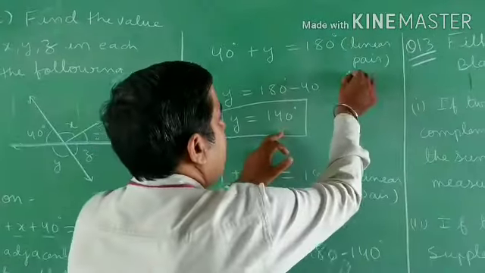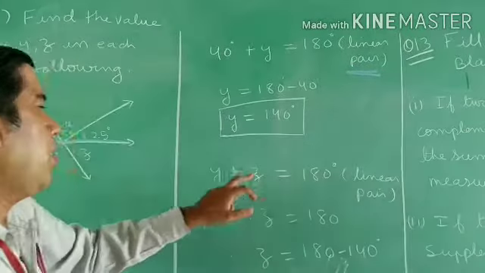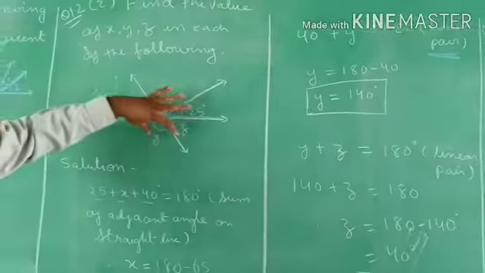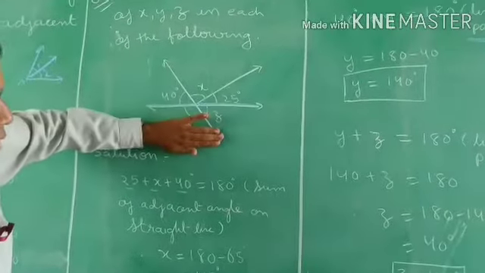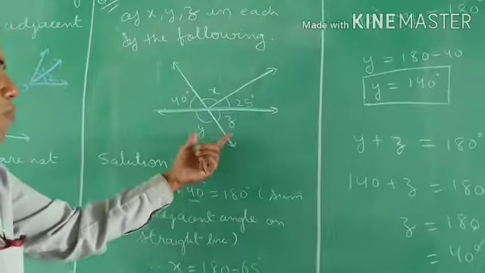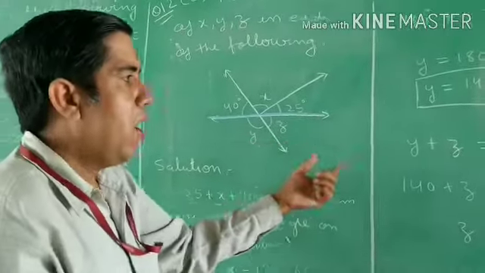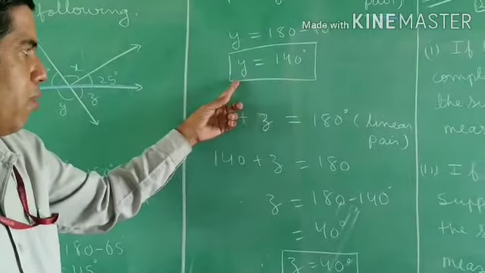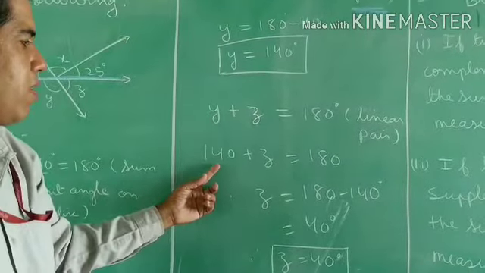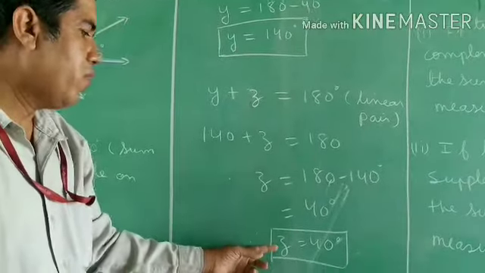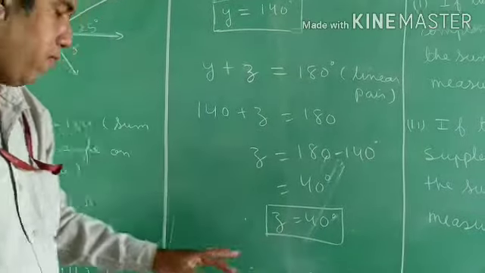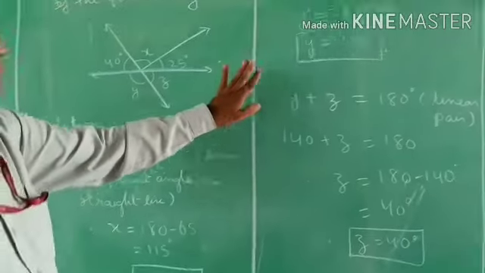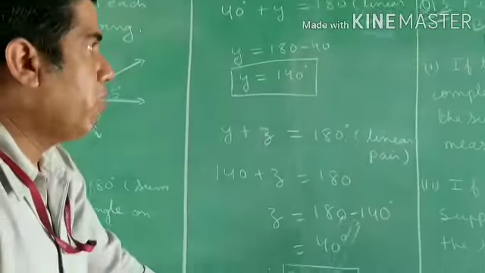The reasoning is that it is a linear pair. Next, y plus z is equal to 180, just below the line on the downward side. Again the reasoning is that it is a linear pair. We already got the value 140, so 140 plus z is 180. Therefore z becomes 40 degrees. We got the answers: x is 115 degrees, y is 140 and z is 40 degrees.